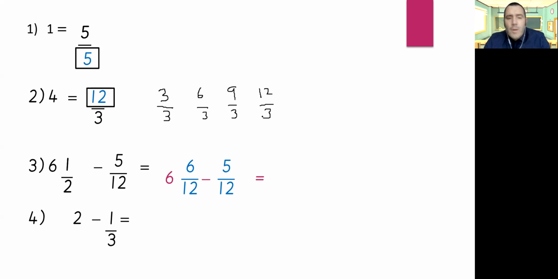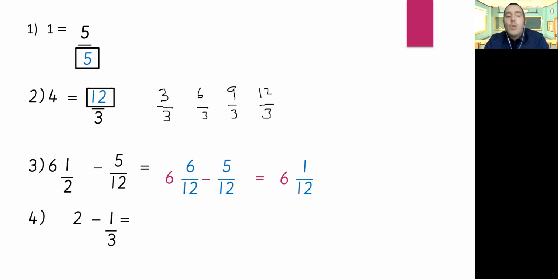Now with this one, my smaller fraction, or the number I'm taking away, is smaller than the 6/12 I have from my 6. So I don't need to exchange anything. I'm not going through 1. So I can do 6 take away 5, which will give me 1/12. So my answer is 6 and 1/12.